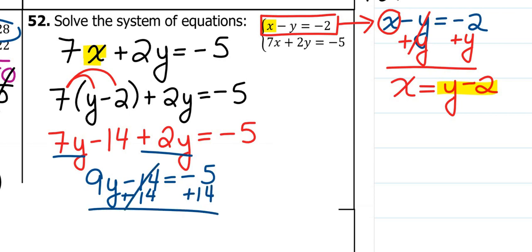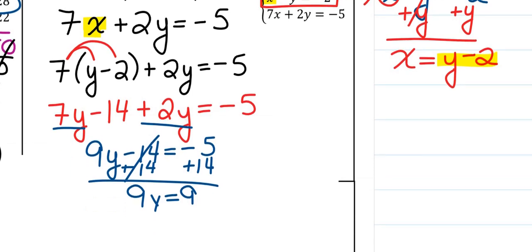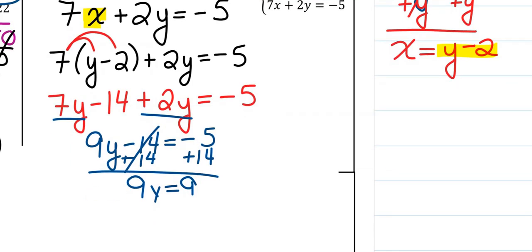Now we have 9y equals 9. Negative 5 plus 14 gives you 9. So now we're going to divide both sides by 9. And y equals 1. Now that I have the y value, all I need to do is plug in and get x.